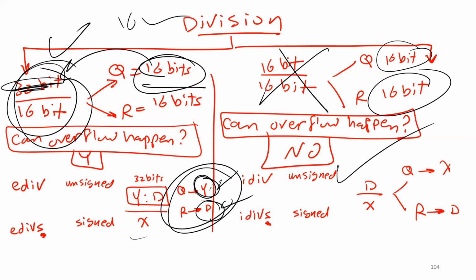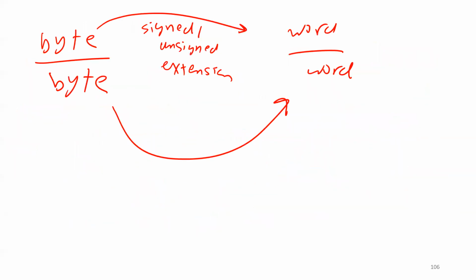So overflow can happen. This is number one. Number two, if overflow happens, what's going to happen here? These values are not going to be updated, are not going to change. They are not going to change because there is overflow. It's not because the instruction is not working. Anyway, any questions?